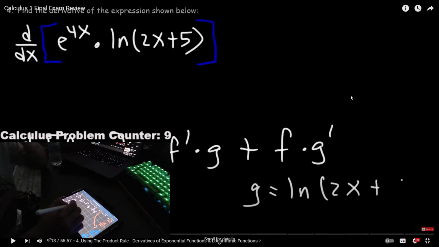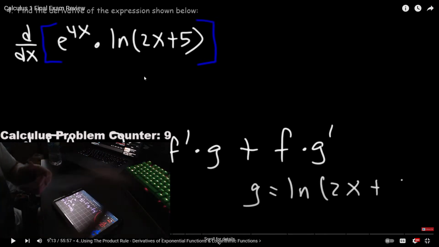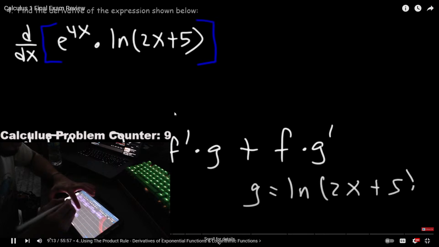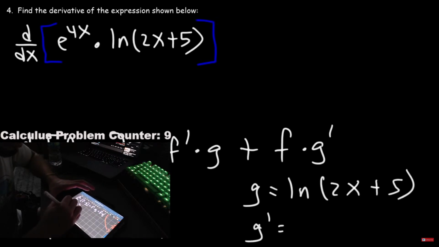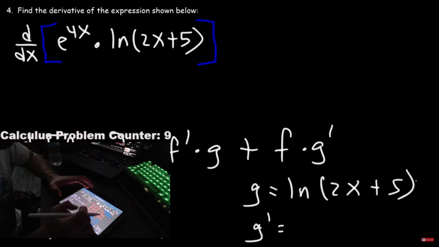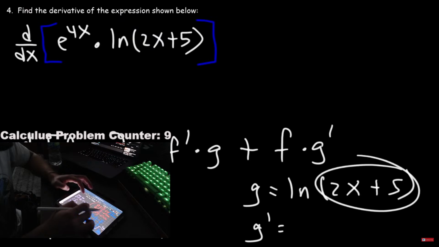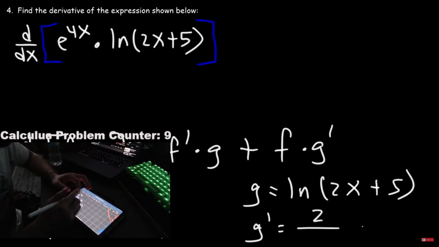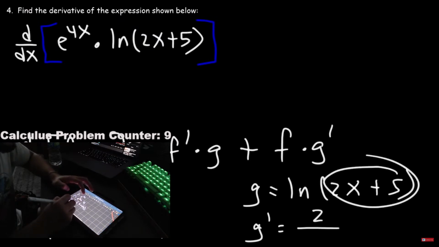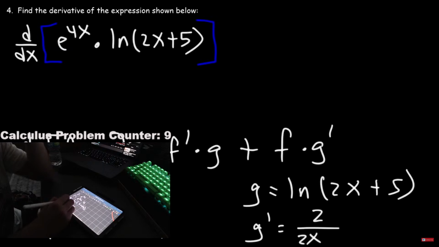And so he's giving us the e to the 4x ln, that's our g, and then we're going to find the derivative of that. So g prime, using the formula u prime over u, is going to be the derivative of 2x plus 5, which is just 2, divided by whatever is inside the natural log expression, which is 2x plus 5.